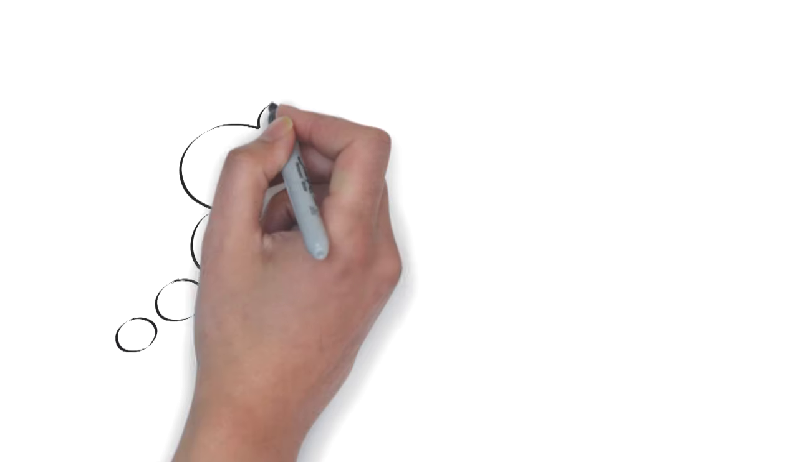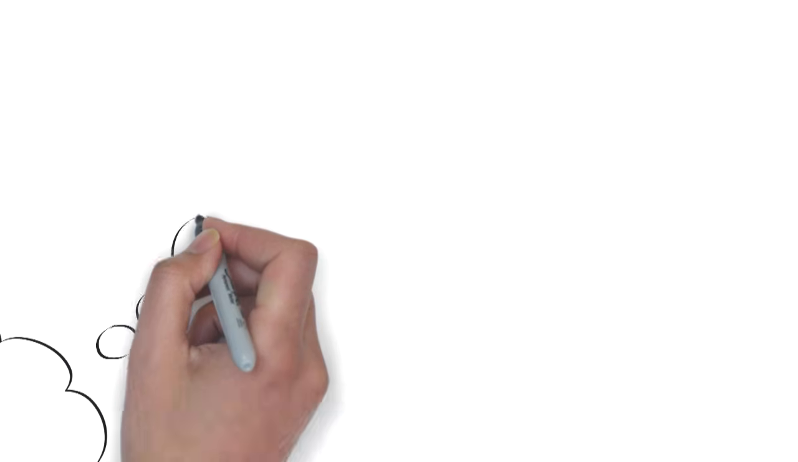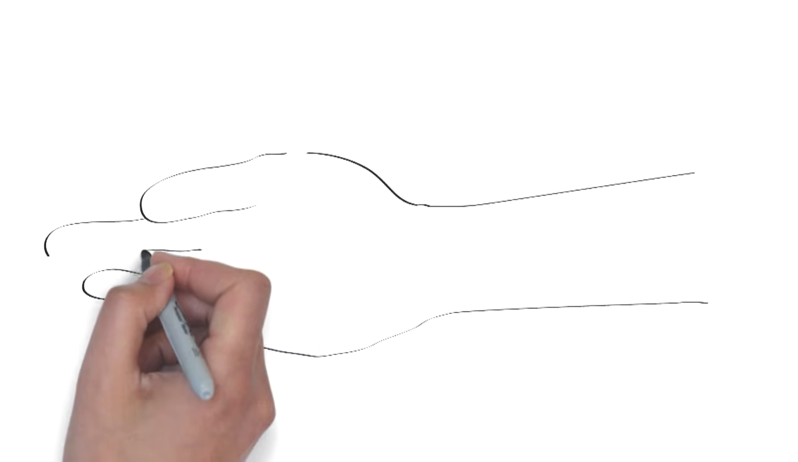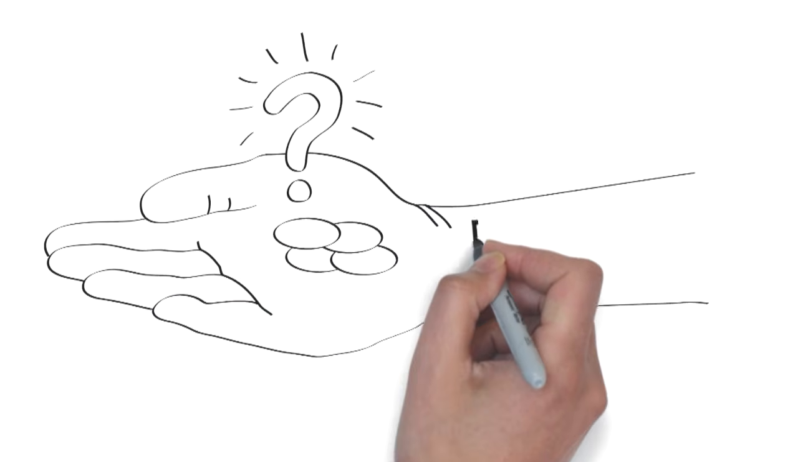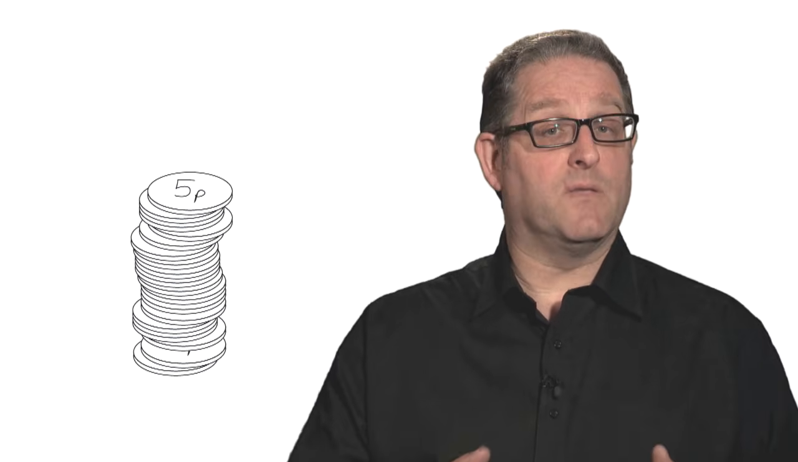We know that we need to remember how many pence there are in £1. We also need to subtract 25 from 100. We then need to look at the change that we receive and make sure the coins add up to 75 pence. We can work out the stages needed to solve this problem, and it doesn't matter if we're buying something that costs 5p or 95p. We're able to follow the steps to work out if we've been given the correct change.